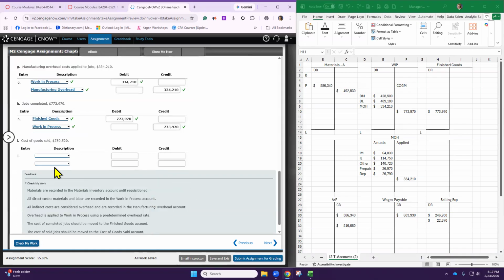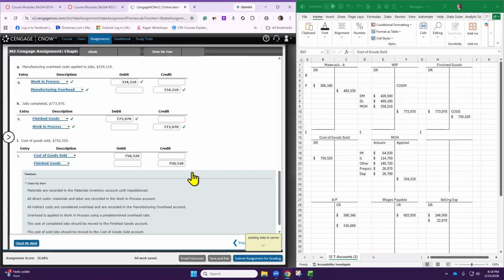Okay, we're almost done. Now we're ready for the cost of goods sold. Finished goods are where things are sold. So they're saying 750,520, and then it's going to come in here, 750,520, because this is the cost of the goods sold. This has a debit normal balance because it's an expense. It's an expense on the income statement. So cost of goods sold, 750,520, and out of finished goods it comes.